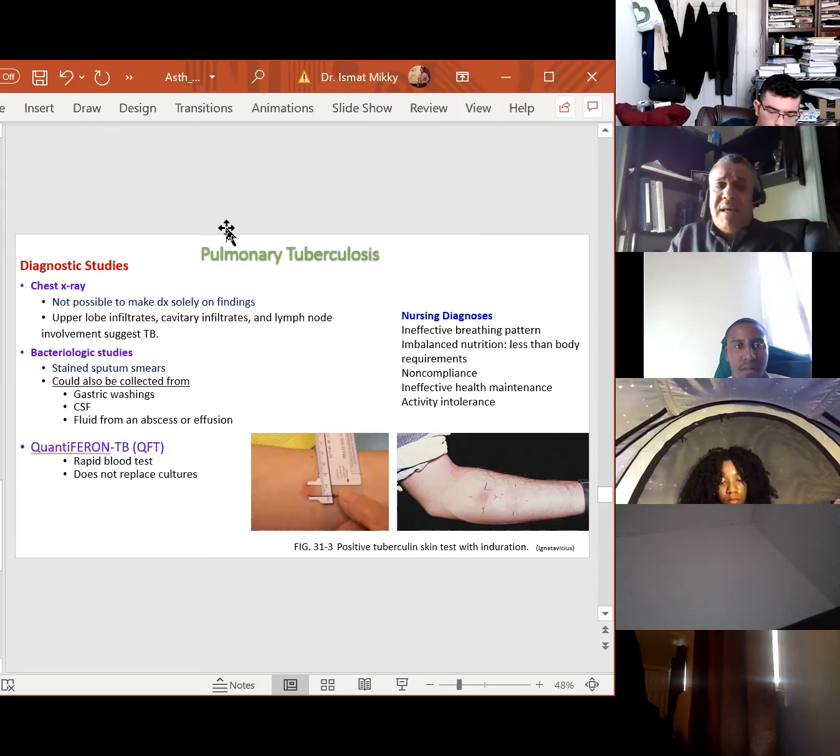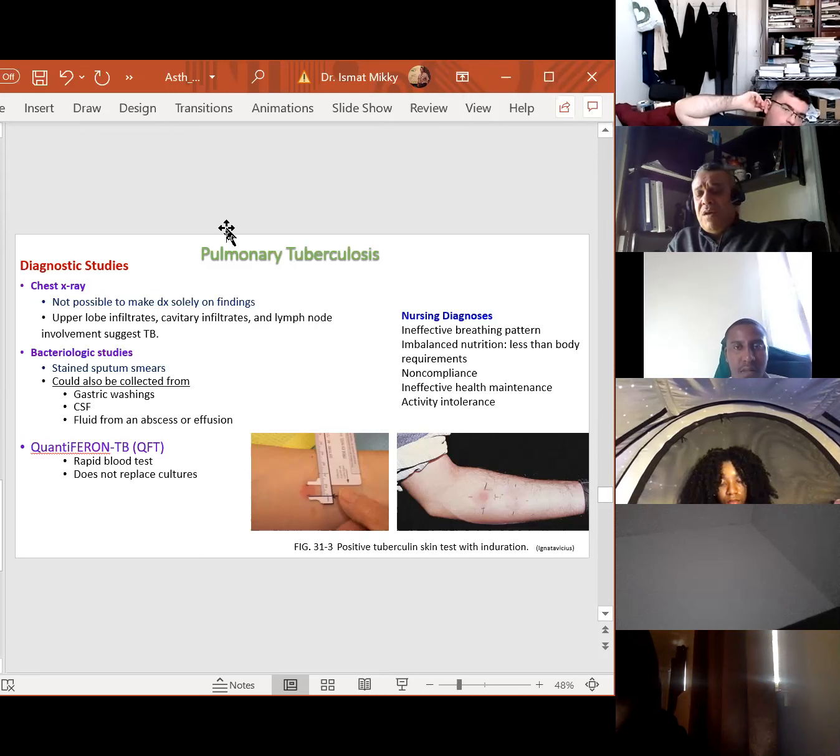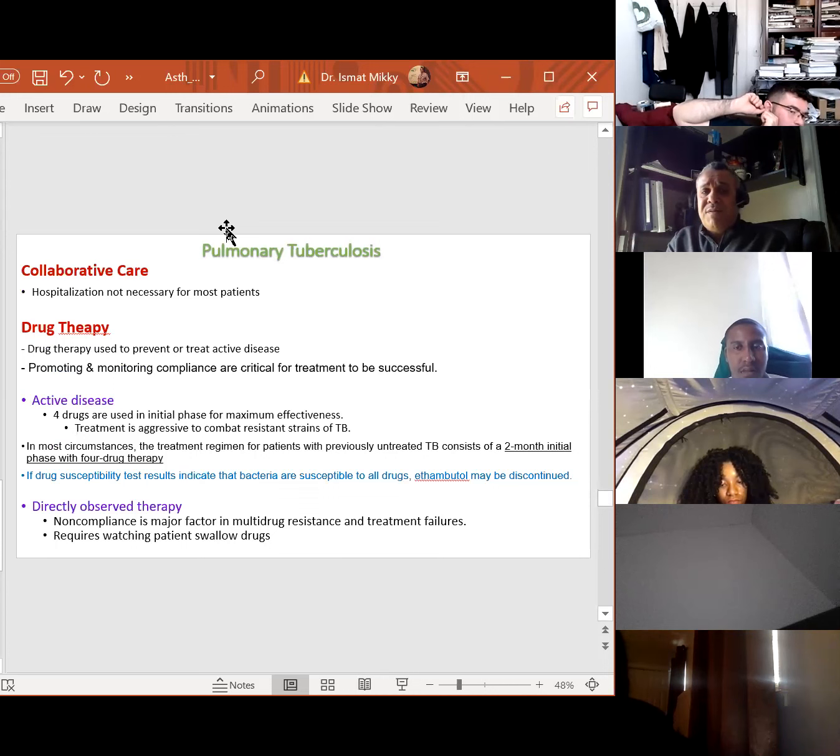But what confirms the diagnosis will be the sputum for AFB, acid-fast bacillus. And nowadays we also have the QuantiFERON TB test, and that's very fast. The AFB is what confirms the diagnosis.